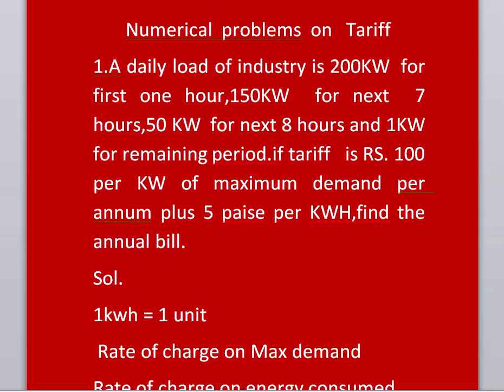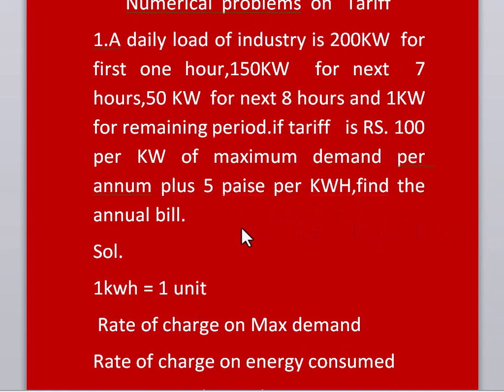Hello friends, today I will discuss the numerical problems on tariff. First question is, a daily load of an industry is 200 kilowatts for the first 1 hour, 150 kilowatts for the next 7 hours, 50 kilowatts for the next 8 hours and 1 kilowatt for the remaining period. If the tariff is 100 rupees per kilowatt of maximum demand per annum plus 5 paise per kilowatt hour, find the annual bill.